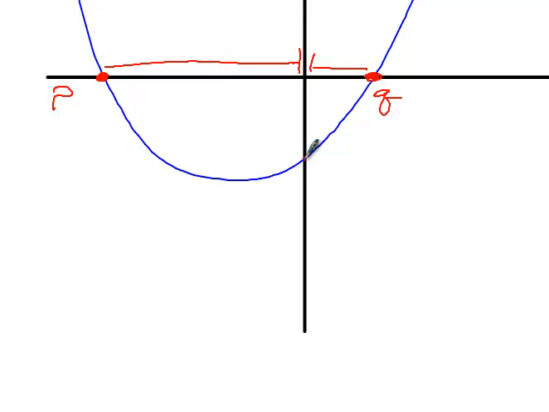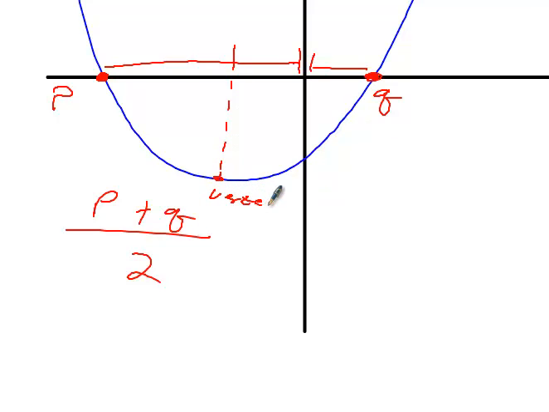If you're 5 units away from a place and the other person's 3 units away, how far is the middle between the two of you? Well, 5 plus 3 is 8, divided by 2, so 4 units will be the exact middle between you and where the other person's standing. So we're going to take p plus q, which is the total distance, and cut it in half to find the middle. For us, that middle point is going to be the vertex.